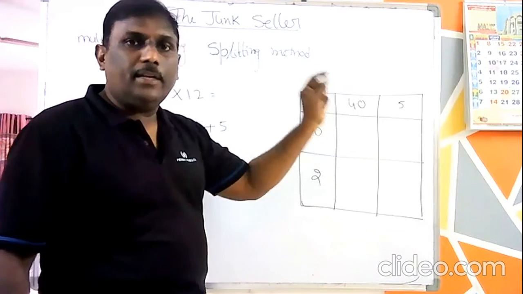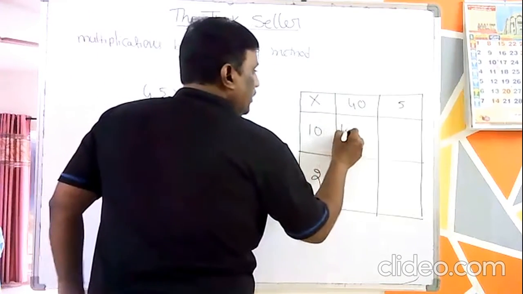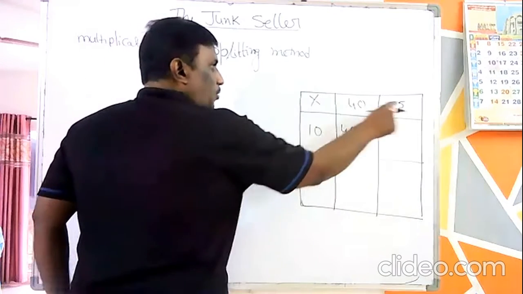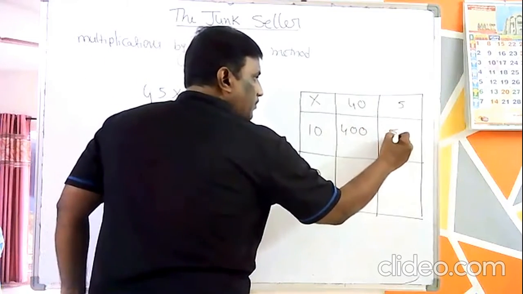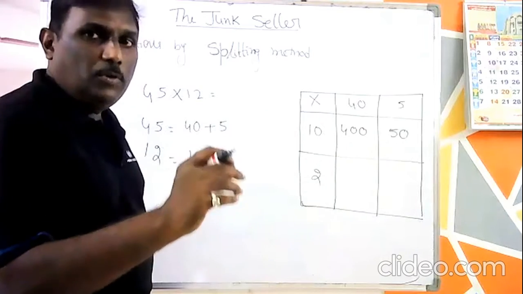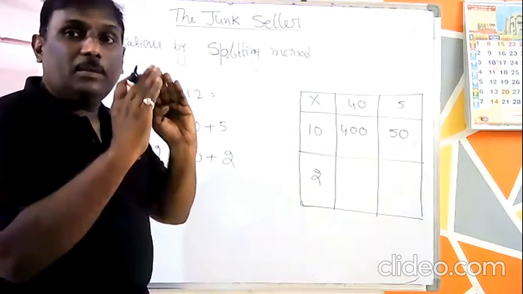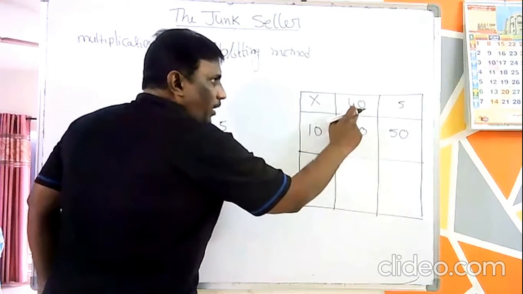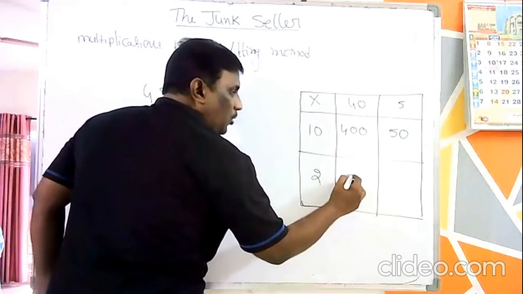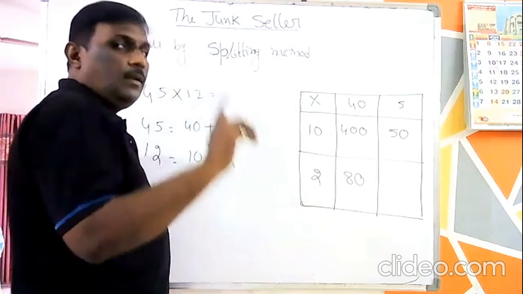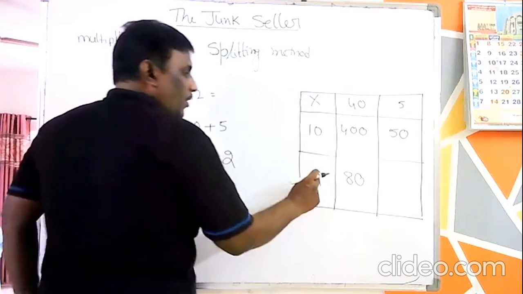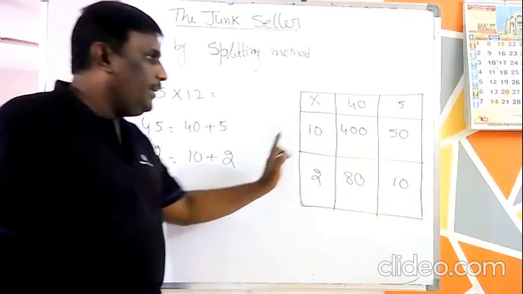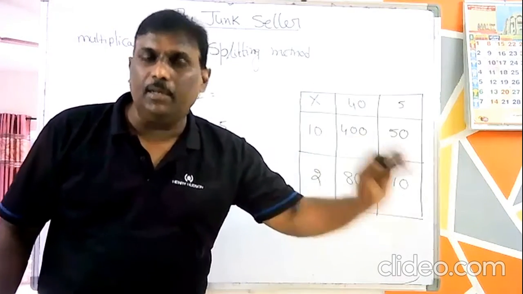10 into 40 will be 400. 10 into 5 is 50. This is the multiplication by splitting method. Next, 2 into 40 is 80. 2 into 5 is 10. Like this, you have to complete the table.